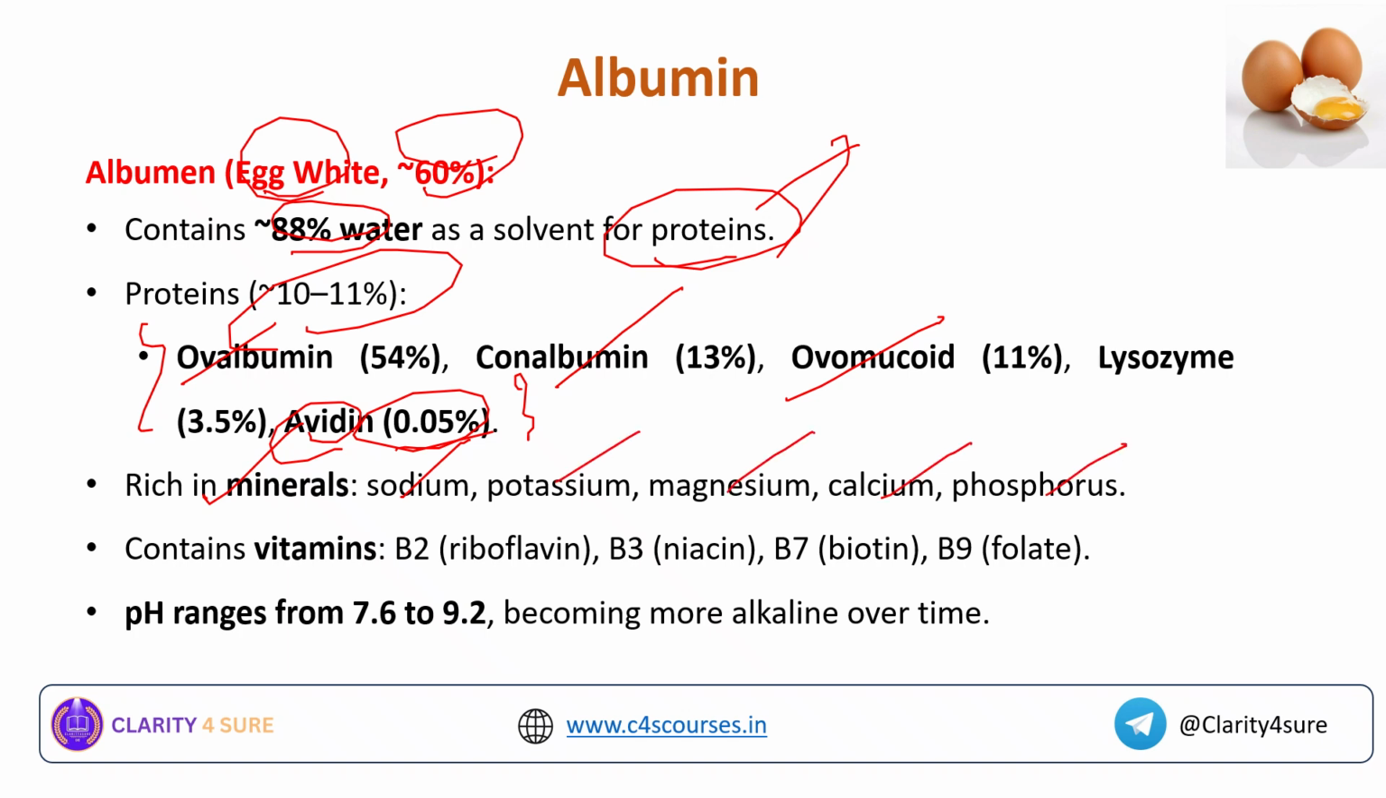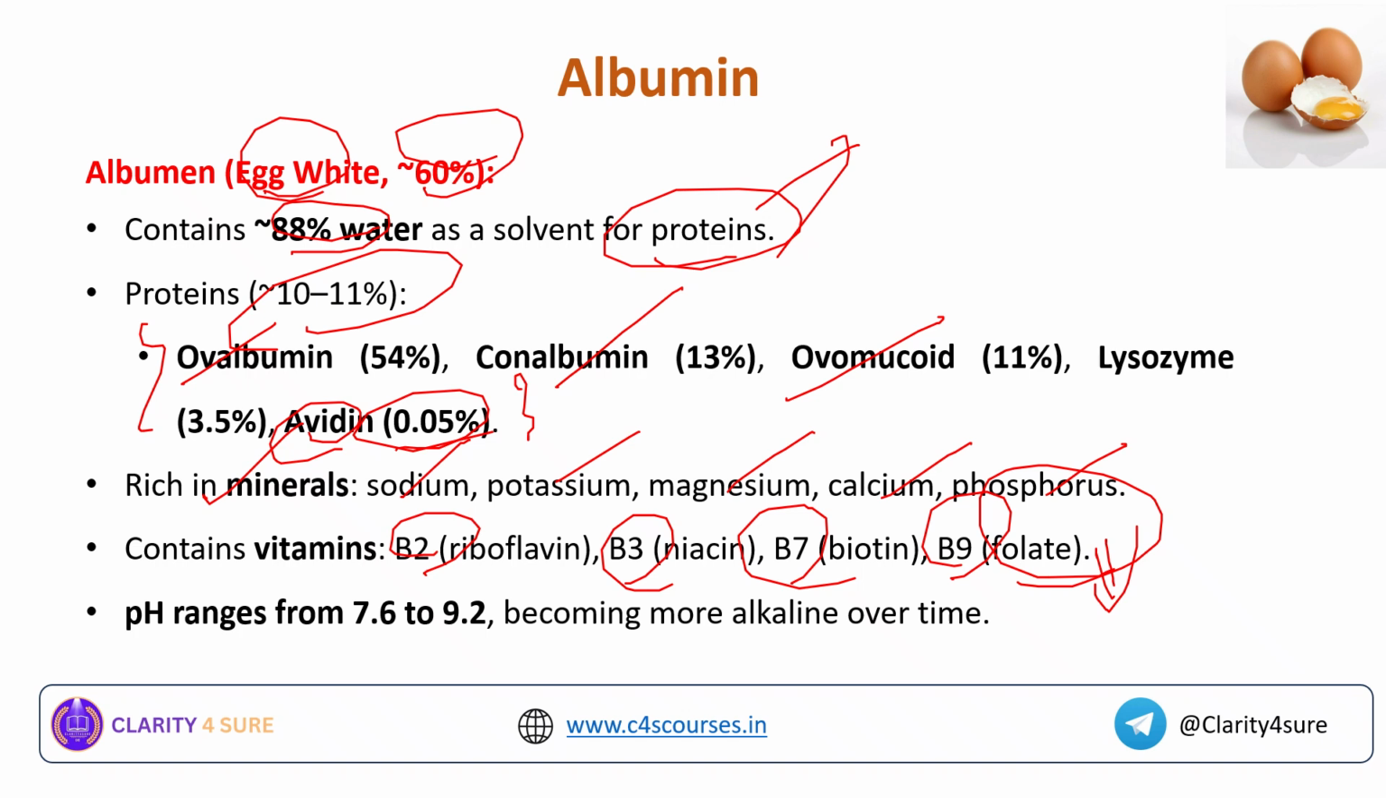What are the vitamins contained in the egg albumin? They are B2 riboflavin, B3 niacin, B7 biotin and B9 folate. This folate becomes very, very important for fetal development.